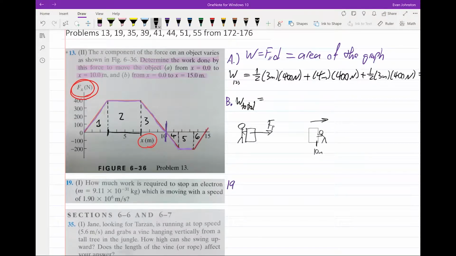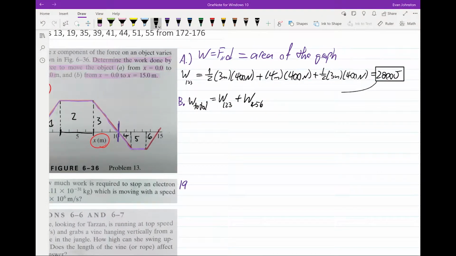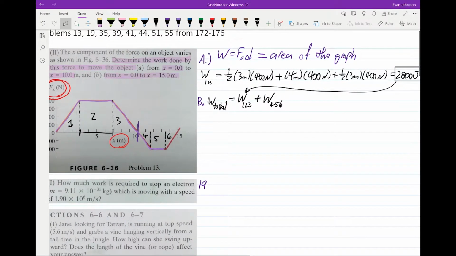And so if I want to find that total work, I would say that it's the work for sections 1, 2, and 3 combined, added to the work for sections 4, 5, and 6. And we're going to find that this work for 4, 5, and 6 is a negative value. So getting rid of my little picture here. If I wanted to do that, we know the work for sections 1, 2, 3, it's already up here. We can just plug it in there. Let's find the work for 4, 5, 6.